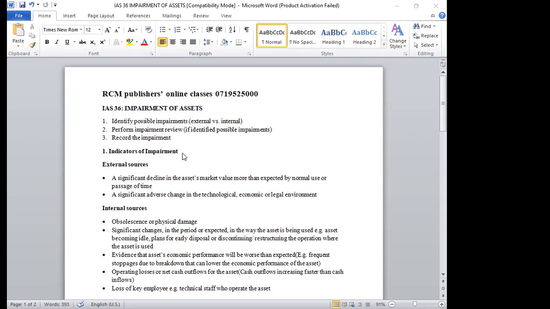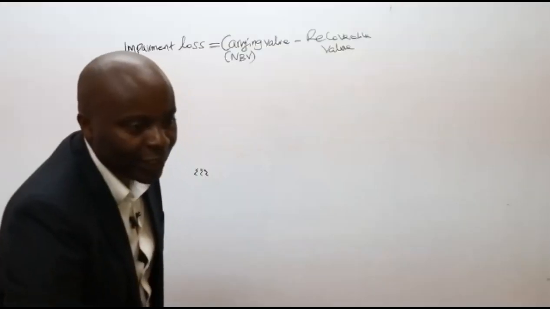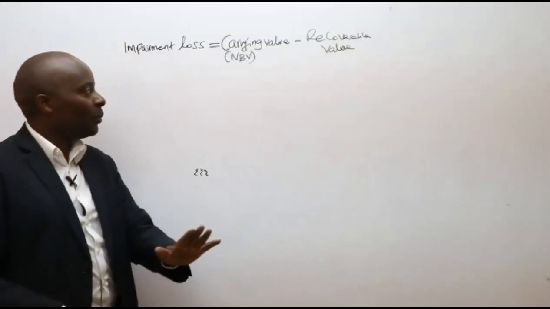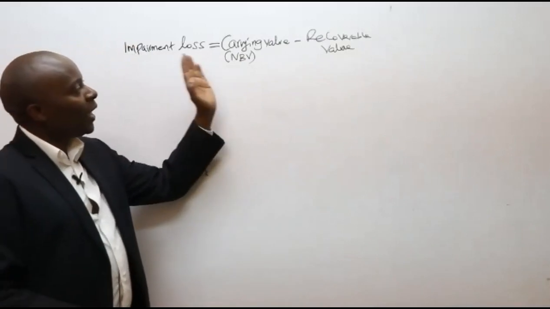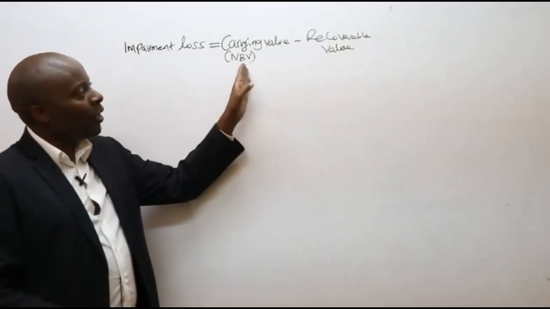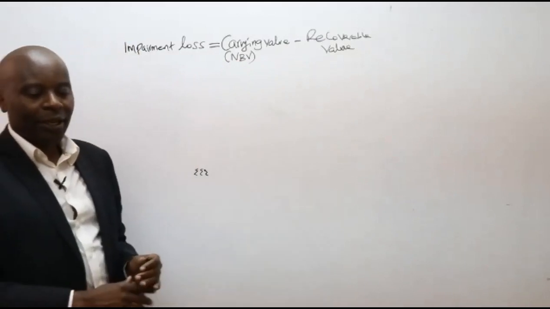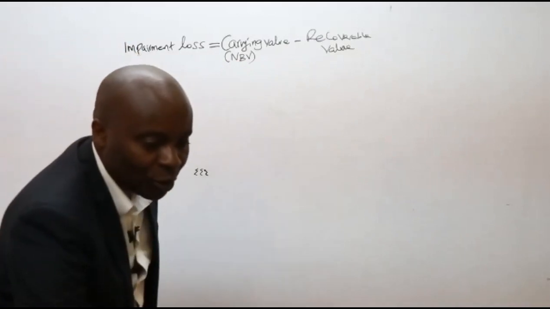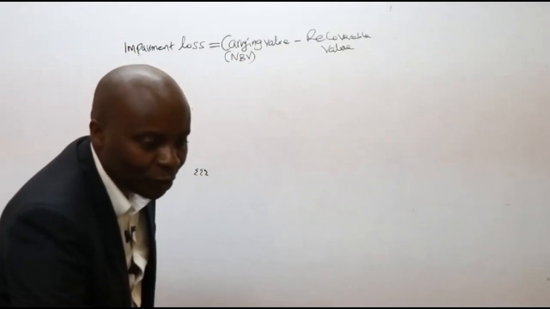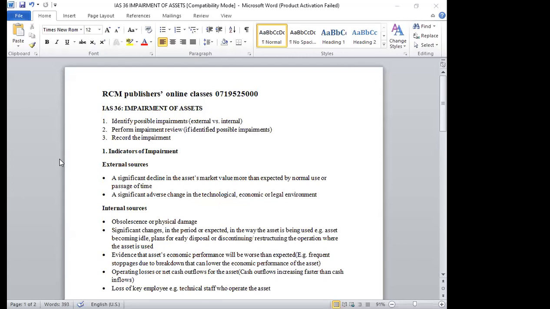Recoverable value. Carrying value is this particular value that we carry our assets in our books, what we basically call the net book value. If I could just repeat this a little bit, impairment loss equals carrying value or net book value minus recoverable value. Great. So ladies and gentlemen, what will be those indicators that will show you that for sure you need to write down the value of the asset that you have.